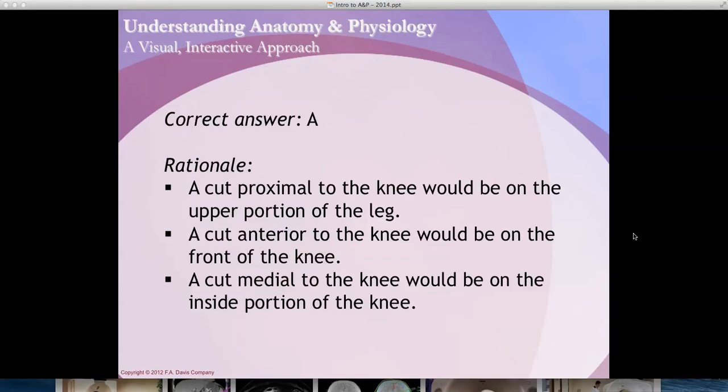A cut anterior to the knee would be on the front of the knee, and a cut medial to the knee would be on the inside portion of the knee. So those terms often aren't used like this. So if you see something that's talking about one point to the next, more often than not, they're going to be talking about proximal distal.